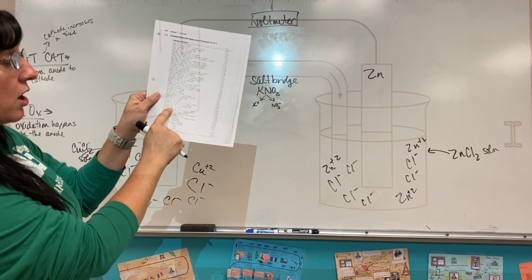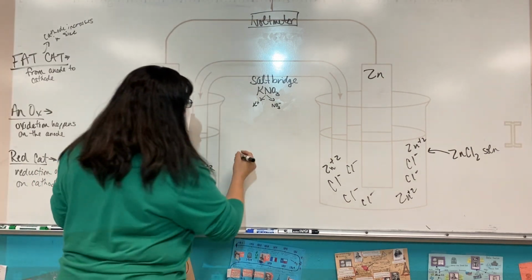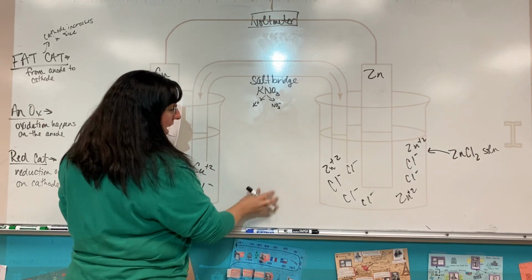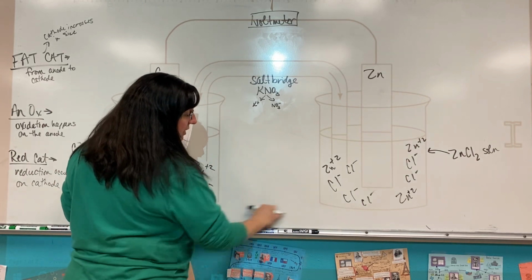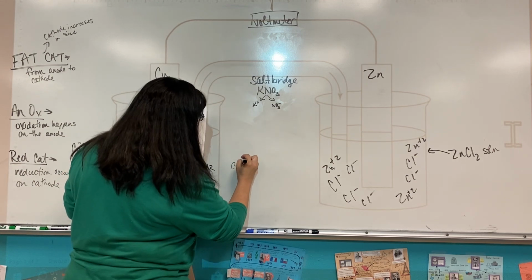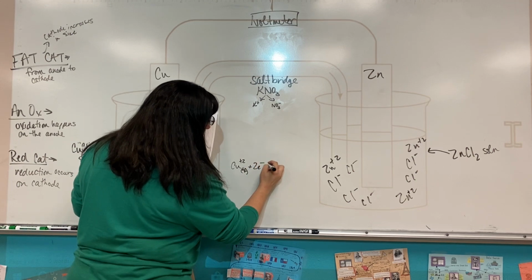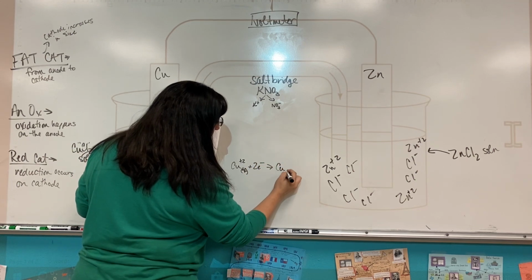Copper with a +2 charge plus 2 electrons gives you copper solid. That is the one that you want to write down. I usually write it underneath these, but I don't have a lot of space, so I'm gonna have to write it in between. So copper with a +2 charge that is aqueous is gonna gain 2 electrons to give you copper solid.